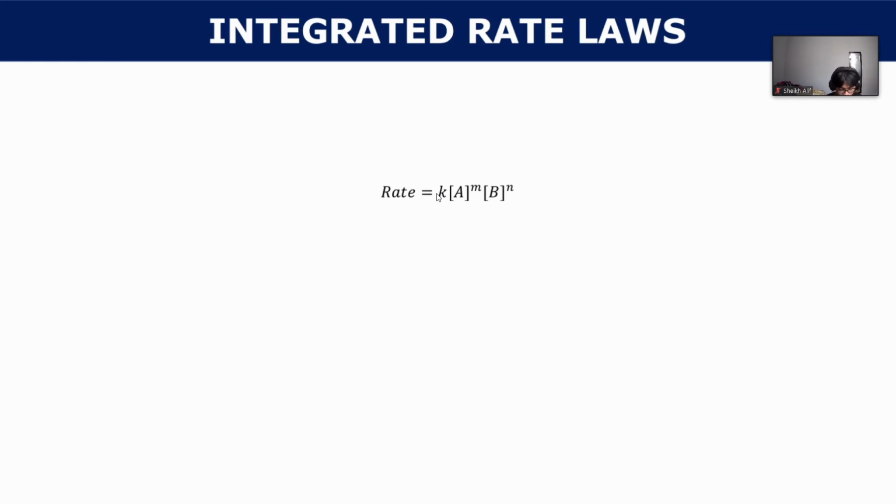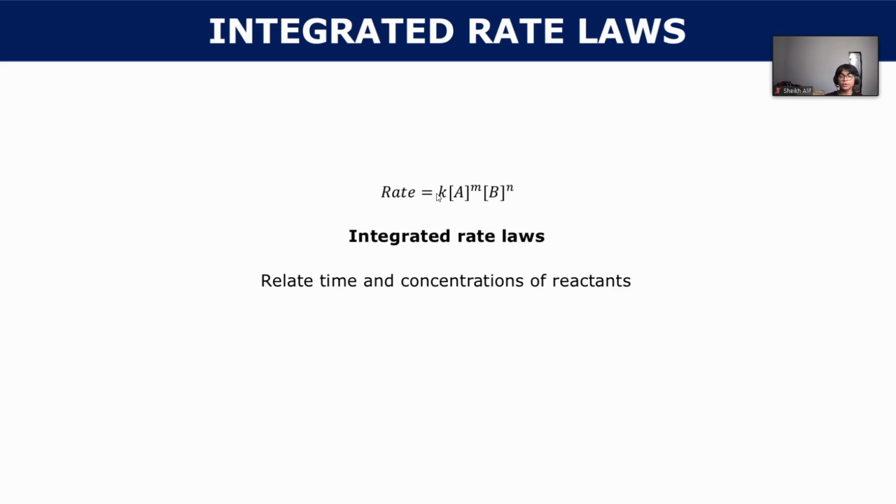So up until this point, we've been dealing with this rate law. What this rate law does not do is take into effect the effect of time. What does take into consideration the effect of time are your integrated rate laws. Your integrated rate laws are what you get after doing some calculus on the rate laws, and they relate the time and the concentration of reactants. There are different rate laws for each order of reaction. So let's go over the 0 order, the first order, and the second order.